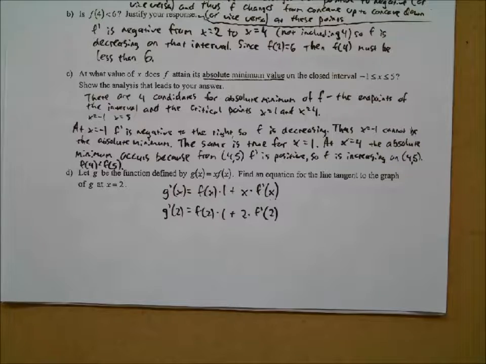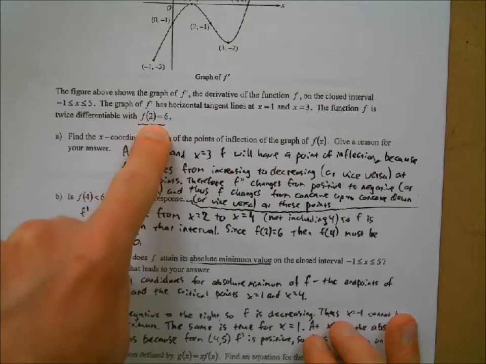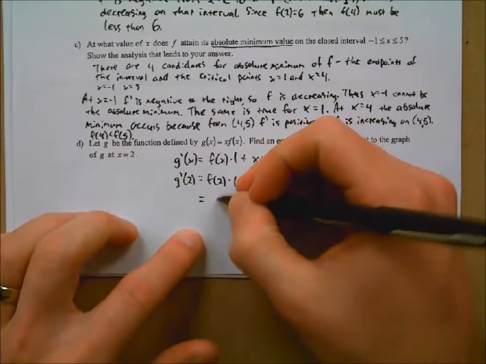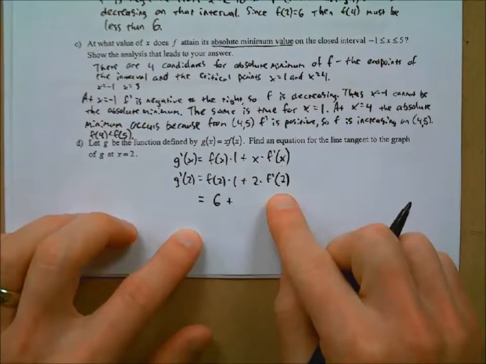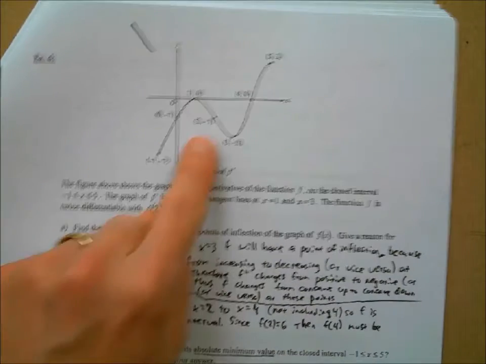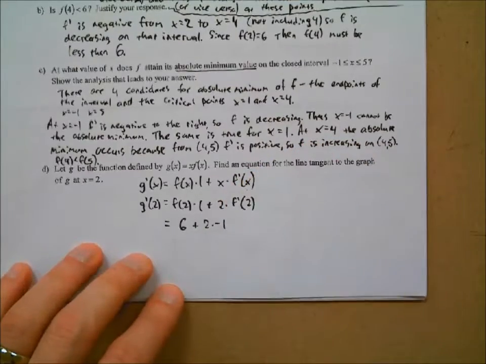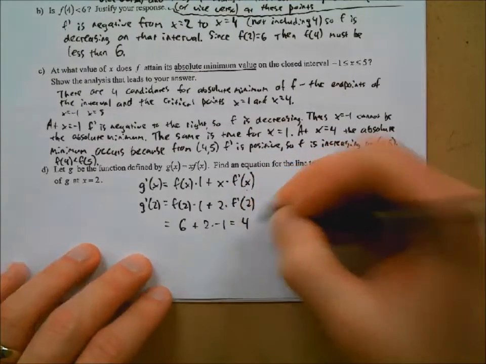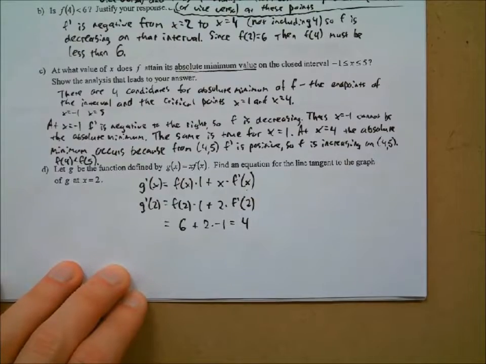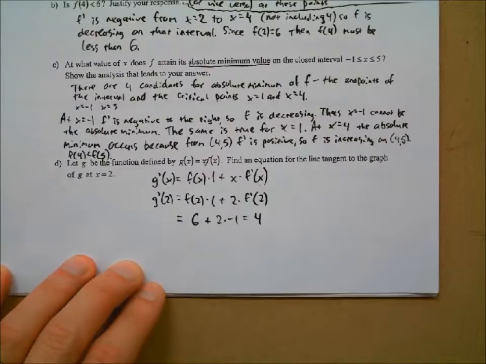What's f of 2? 6. Remember, we were told that way back up here. What's f prime of 2? Very good. In the graph of f prime, f prime of 2 is -1. Exactly right. So we get g prime of 2 is equal to 4. All right, we got our slope.